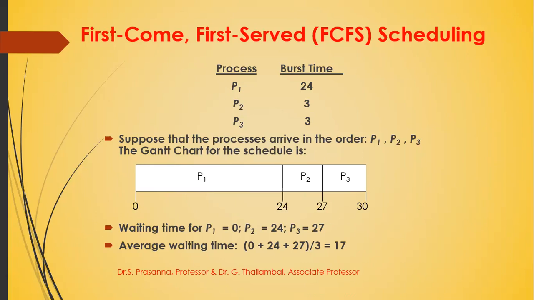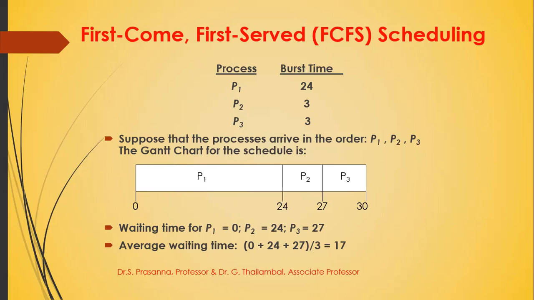And P3 waits till P1 and P2 get completed. P2 gets completed only at 27 milliseconds. So the waiting time of P3 is 27. Then you have to find the average waiting time. It shows that 17 milliseconds is the average waiting time of these 3 processes, which have burst times of 24, 3 and 3, and follow the FCFS scheduling type. So it is 17 milliseconds.